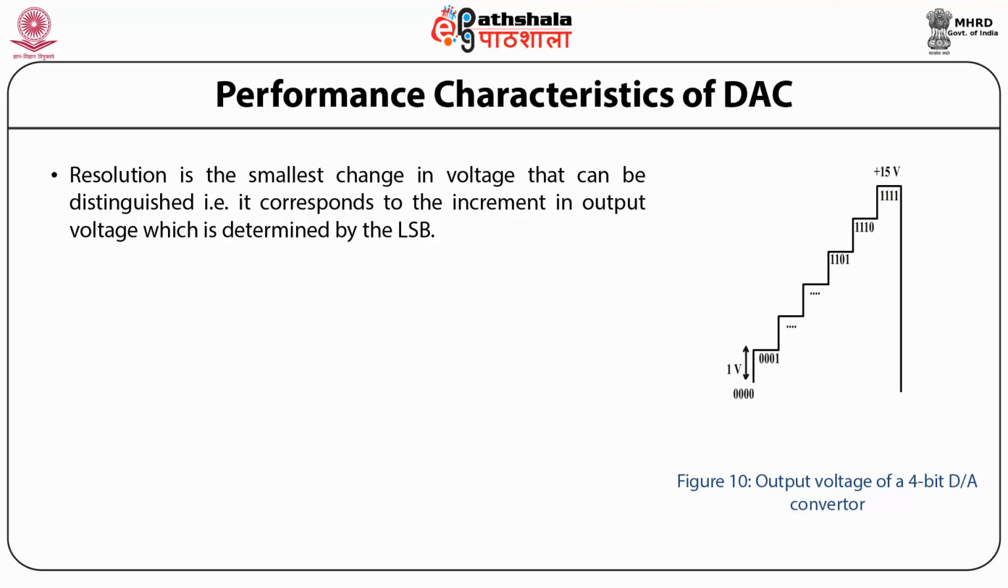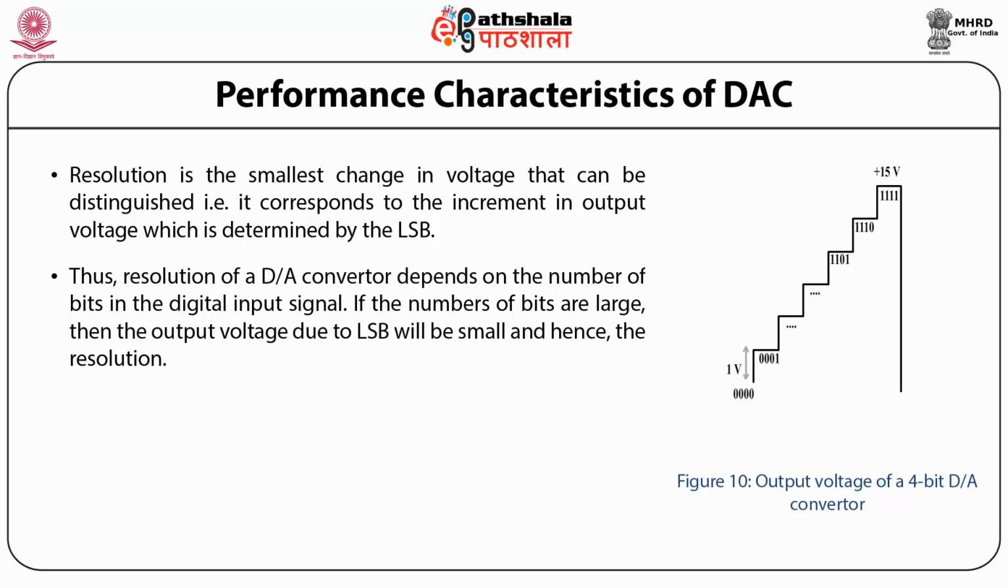That is, it corresponds to the increment in output voltage which is determined by the LSB. Thus, resolution of a D2A converter depends on the number of bits in the digital input signal. If the number of bits are large, then the output voltage due to LSB will be small and hence is the resolution. For example, consider a 4-bit system with an input voltage of plus 16 volt.